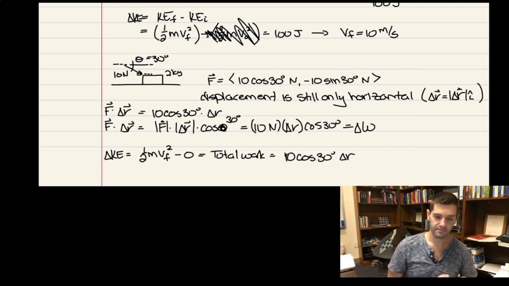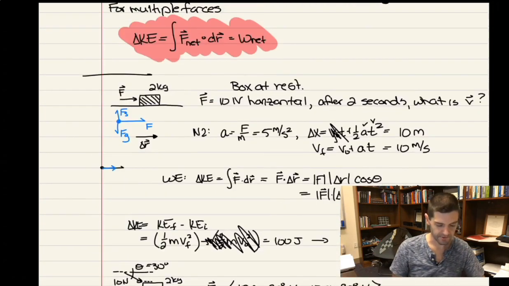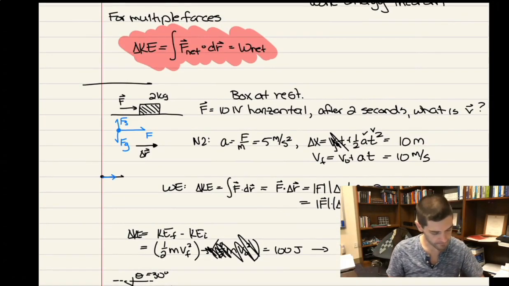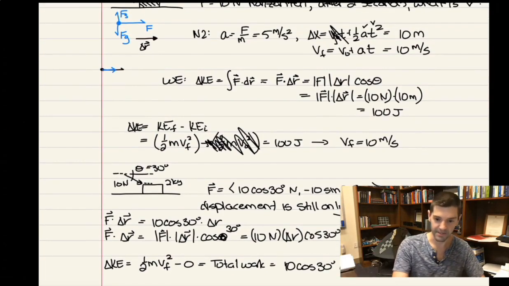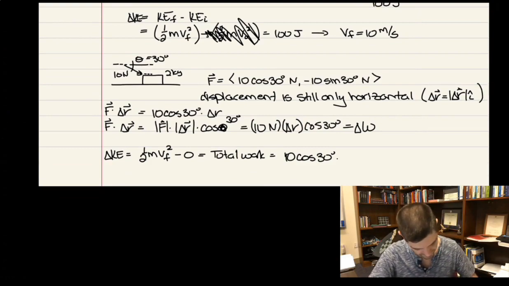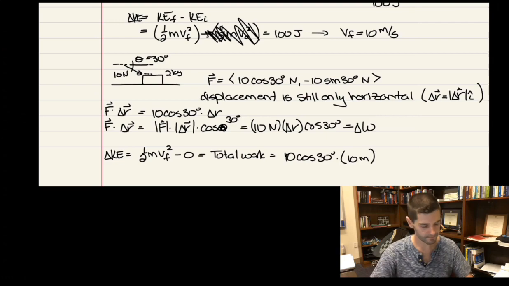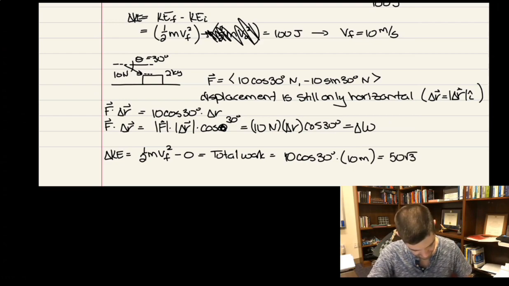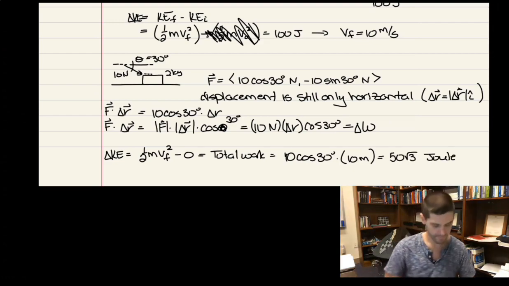Now, if I tell you that you again move the box 10 meters, like what we did above. Here we said after 2 seconds the box moved 10 meters. Suppose now in this case I do it again and I move it 10 meters in the horizontal direction. This delta R then just becomes 10 meters. But in this case, you don't get 100 joules, you get something that's 50 times the square root of 3 joules, which is less than 100.